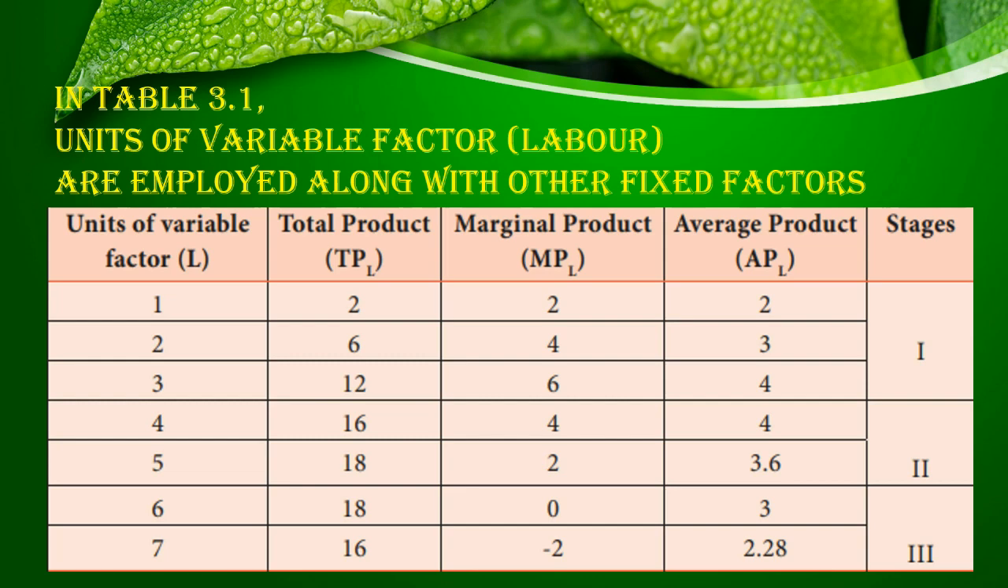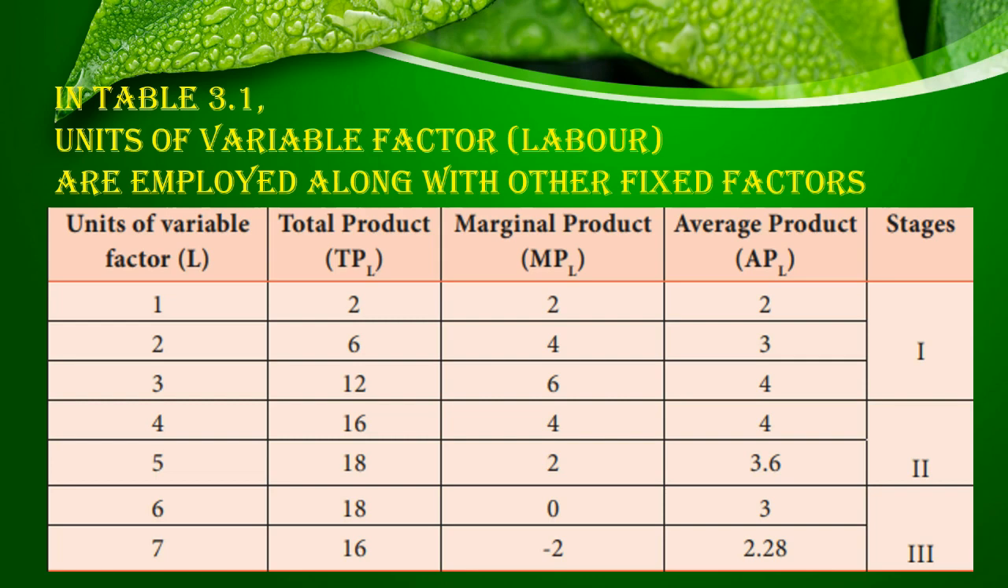The total product increases up to a point where the marginal product is 0. When total product tends to diminish, marginal product becomes negative. Now, what is marginal product? The difference of total product. So 6 minus 2 is 4, 12 minus 6 is 6, 16 minus 12 is 4, 18 minus 16 is 2, 18 minus 18 is 0, and 16 minus 18 is minus 2. The summation of marginal product is equal to total product.